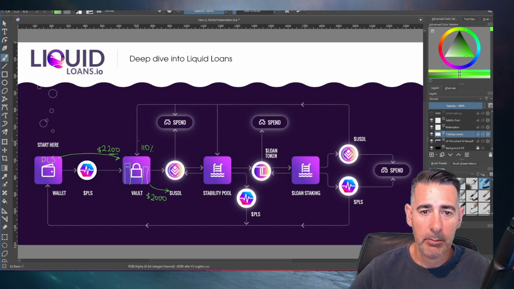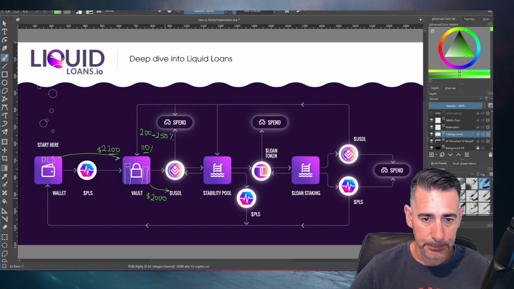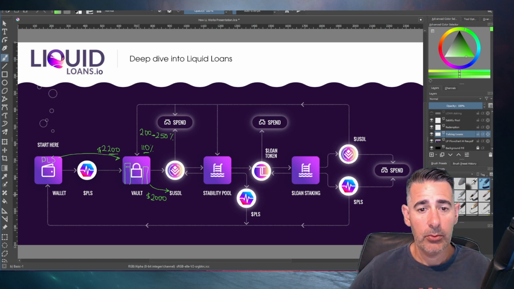In actual fact, what we recommend is probably more in the 200 to 250 range. So over collateralized by that amount, and that gives you a really safe position. So if the price of Pulse fluctuates, your vault doesn't become risky. If you set a vault with 110% collateral ratio, that's on the verge of being a risky vault. You get a small percentage drop in Pulse and then it becomes a risky vault, which is not where you want to be. Okay, so let's have a look.